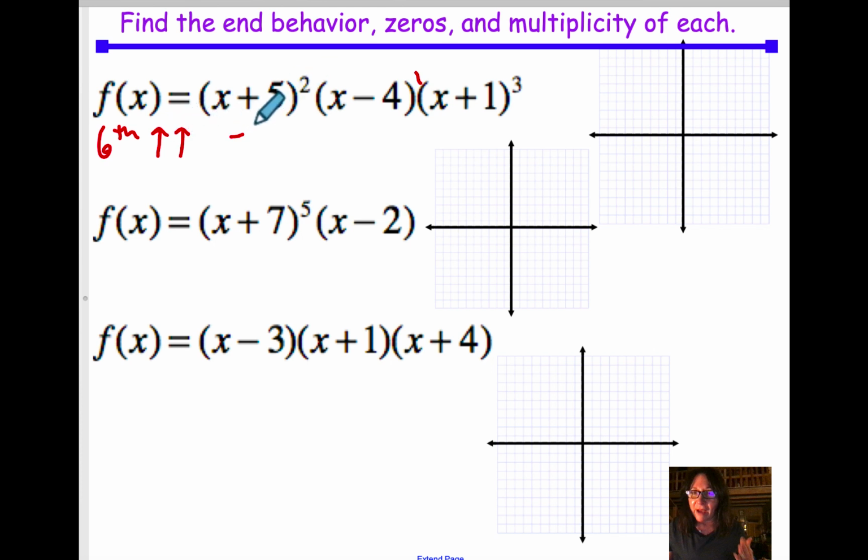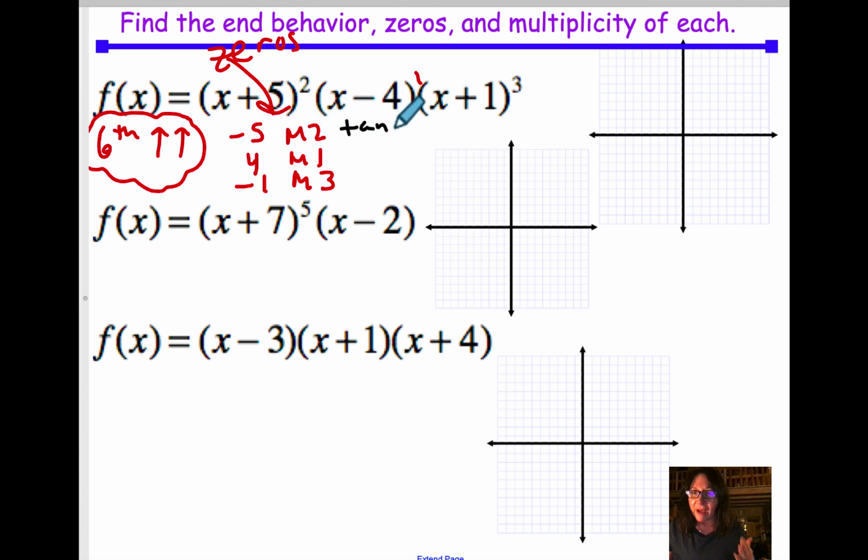It means that I have a 0 at -5, and that has a multiplicity of 2. It means I have a 0 at 4 with a multiplicity of 1, and it means I have a 0 at -1 with a multiplicity of 3. And what that means is that, remember, my end behavior has nothing to do with my zeros. If it's a 2 or an even multiplicity, my graph is tangent, okay? If it's an odd multiplicity, my graph crosses. It crosses, okay?